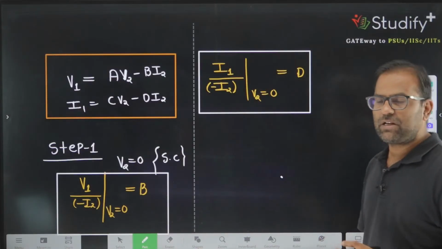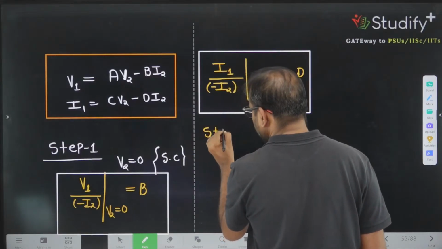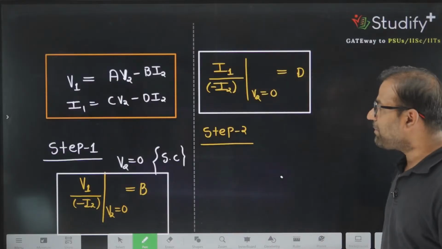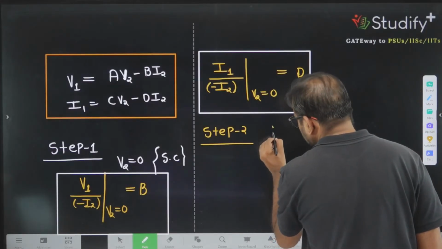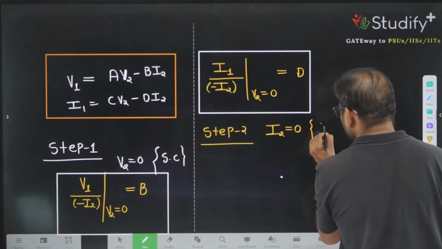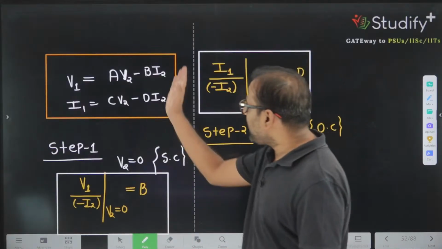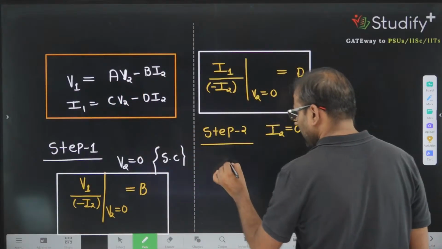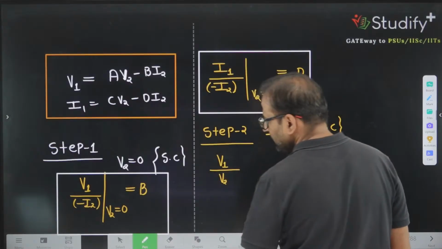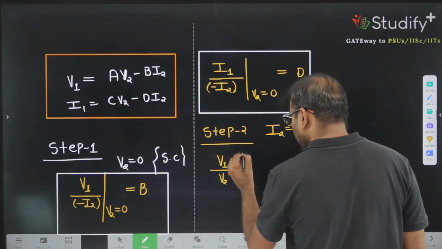The remaining two parameters come from step number 2. And what is step number 2? Step number 2 is replacing I2 by 0. Replacing I2 by 0 means you are replacing your output port by an open circuited port. So if you make I2 equal to 0, we are getting the ratio of V1 divided by V2, by making the output open.